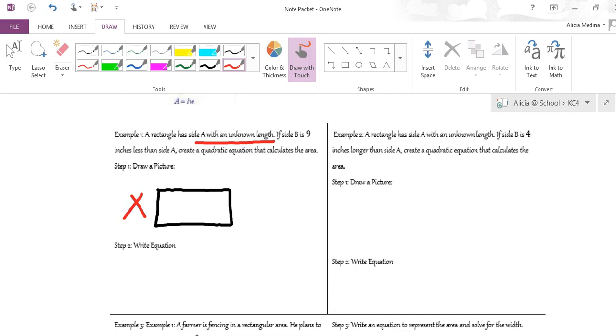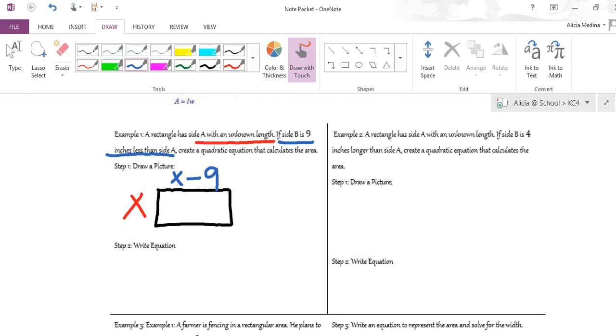And then if side B is 9 inches less than A, well, 9 inches less than A. Less than means subtract. So I know I'm going to be subtracting 9, but what was A, we don't know. So whatever A was, we want 9 less than that. So it's going to be X minus 9.